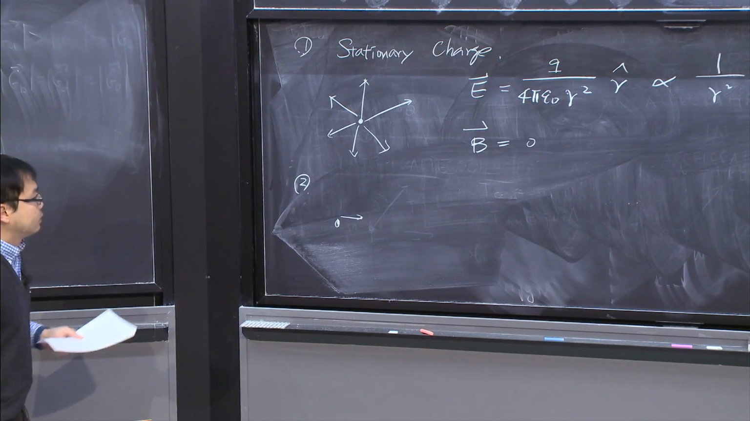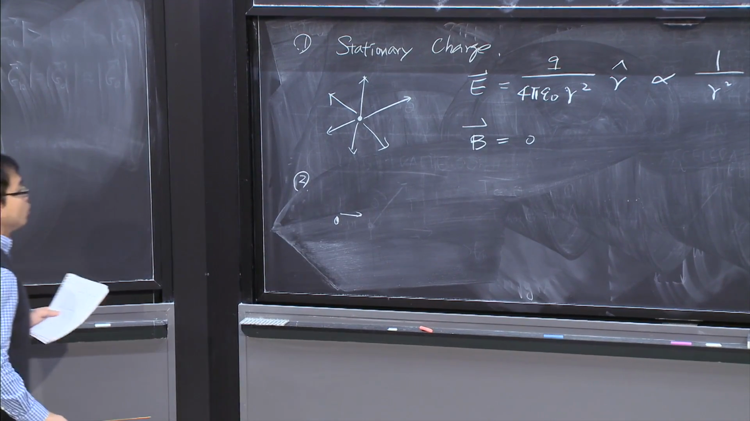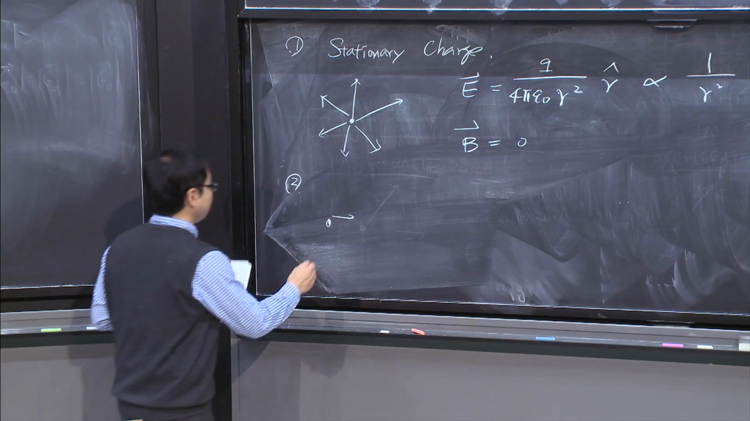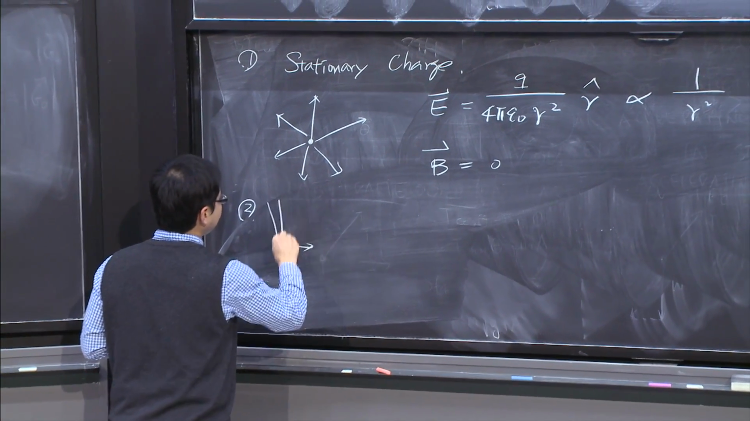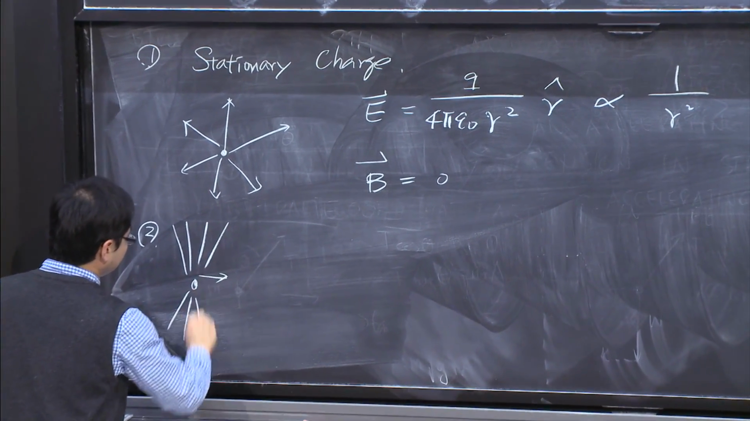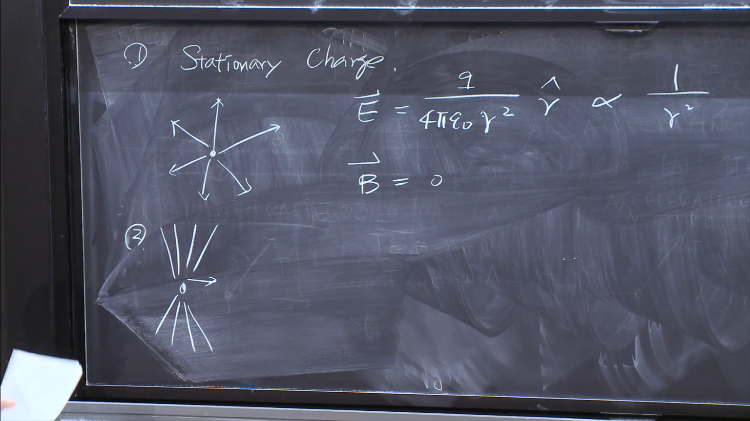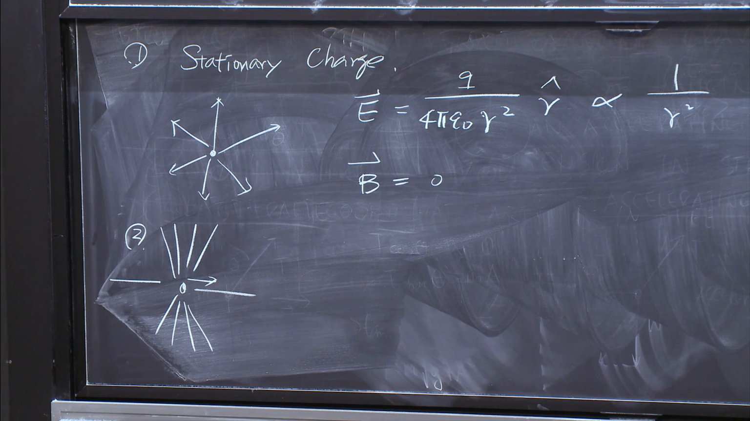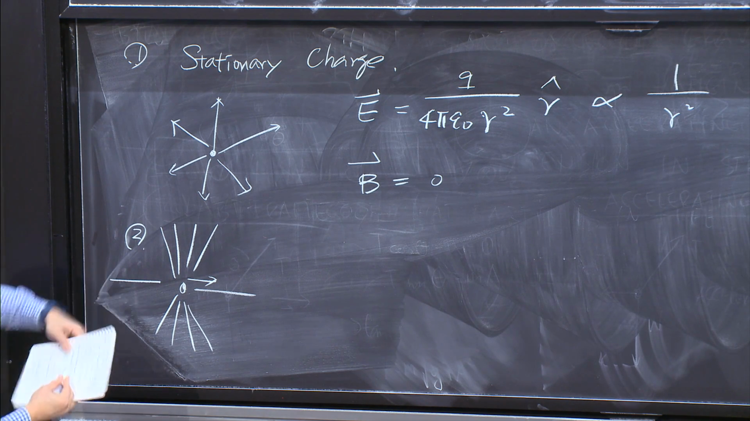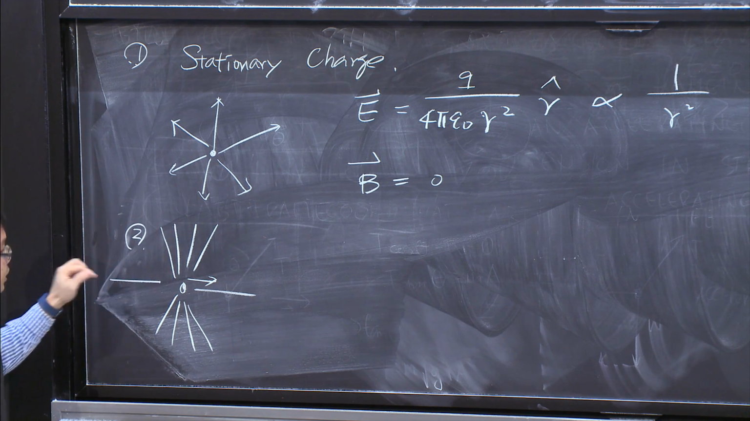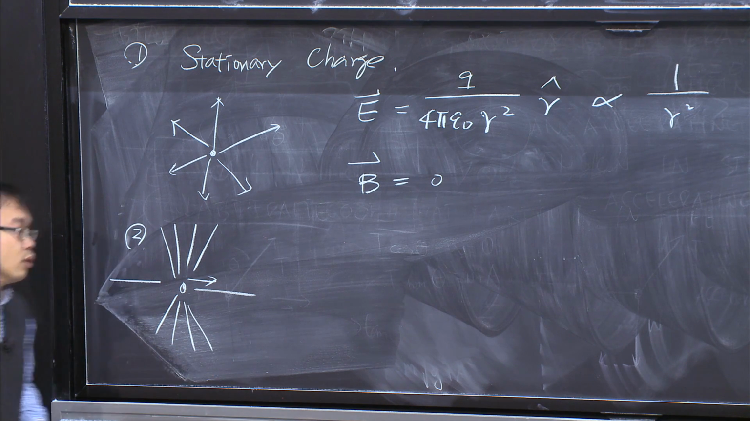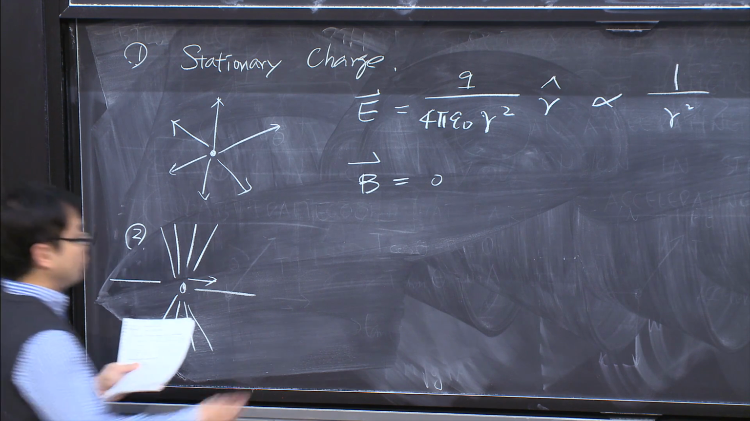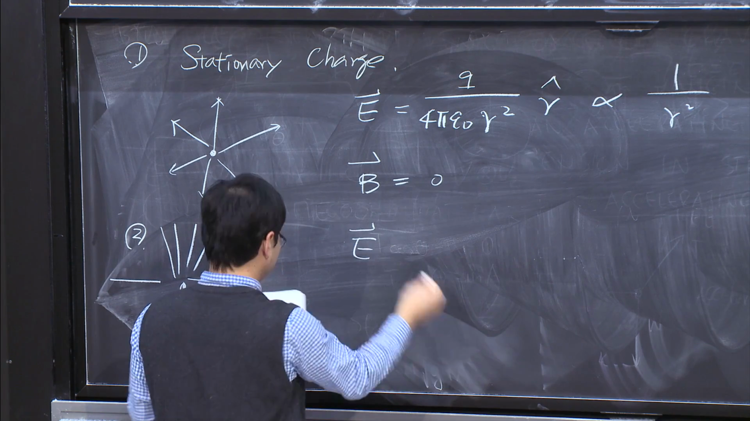So if you have a single charge which is moving at a constant speed, what is going to happen is that the electric field line density will change, and it will be more concentrated in the direction perpendicular to the direction of the motion of this charge. And we can actually calculate what the electric field will be.